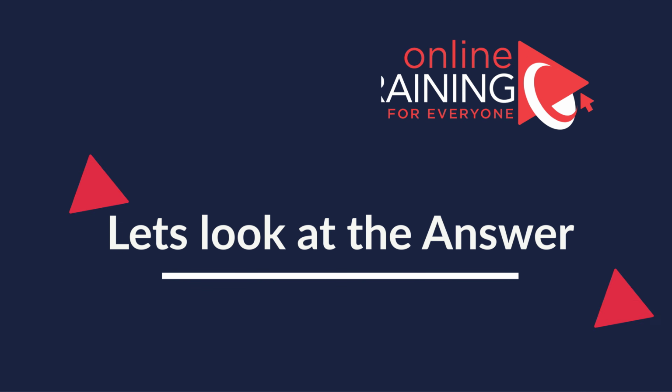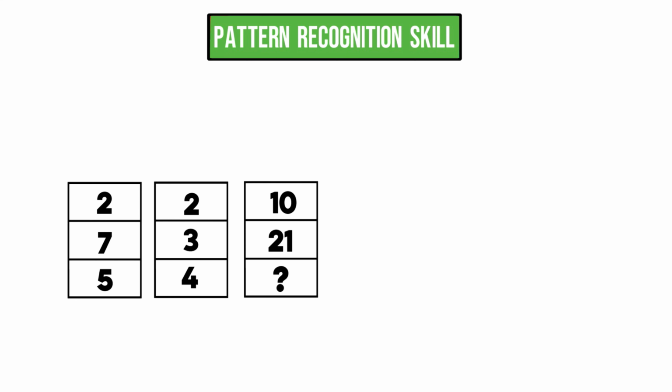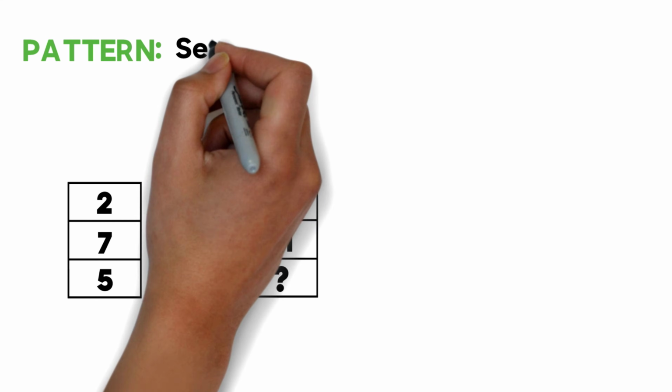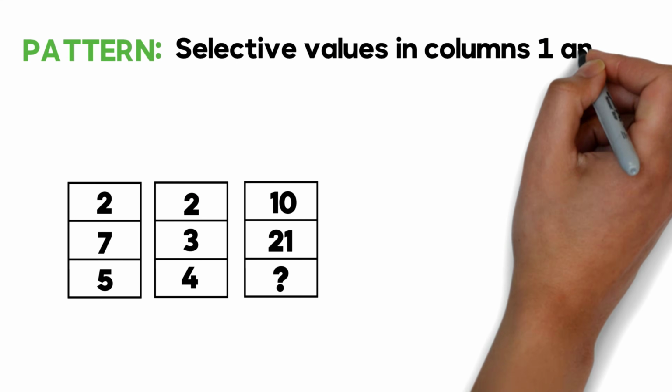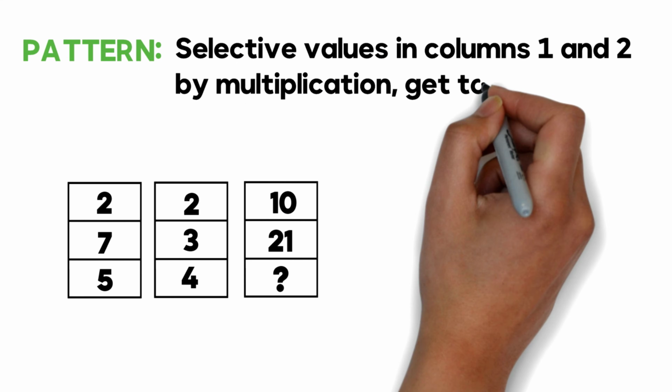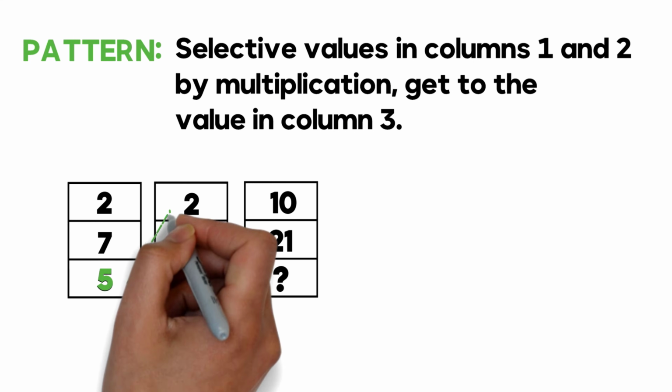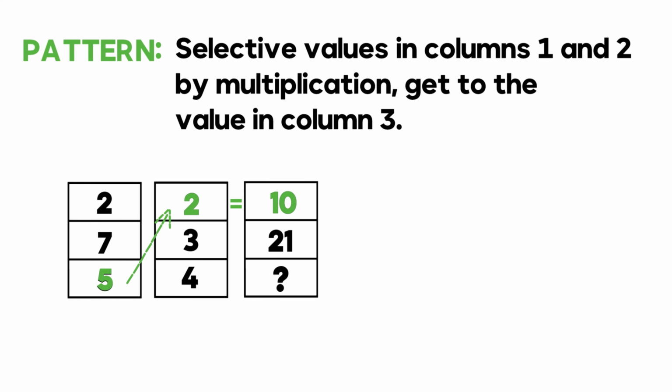Let's continue to see how we can get to the correct solution together. The most important skill to solve these types of problems is pattern recognition skill. To recognize the pattern, you need to look closely into each column. Selective values in columns 1 and 2 by multiplication get to the value in column 3, and this is our pattern. Let's take a closer look for the values that are already present. If we multiply 5 by 2, we get to the value of 10.